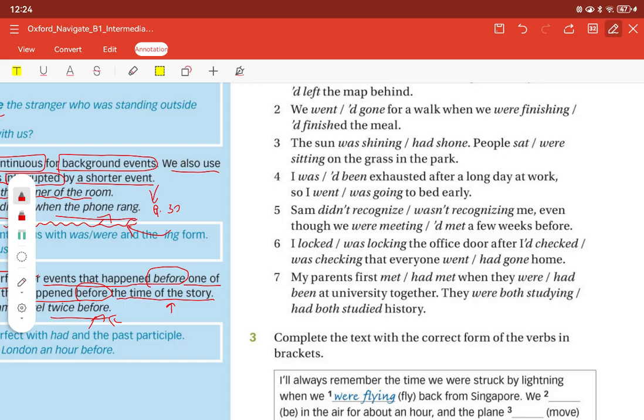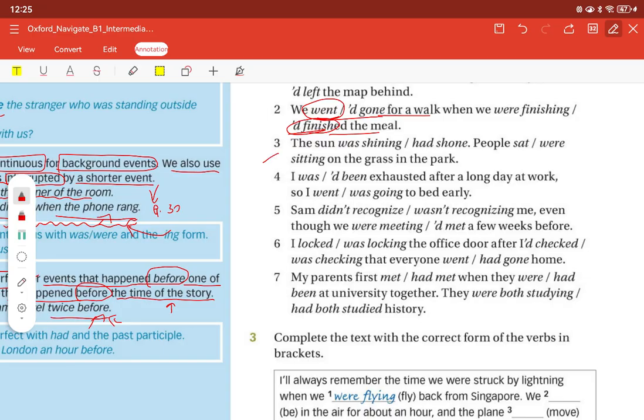So we went for a walk. Do you think going for a walk happened first, or finishing the meal happened first? Yes, I think they had finished their meal first, right? And after that, they went for a walk. So the answer is: we went for a walk when we had finished the meal. Okay, this is the correct answer.